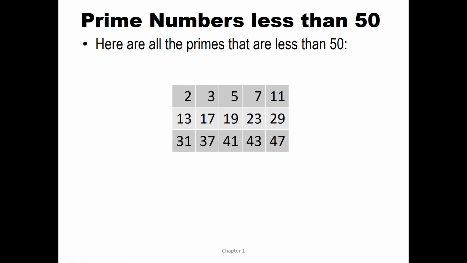3, 5, 7, 11. These have no other factors that can be multiplied to produce them. 13, 17, 19, 23, 29, 31, 37, 41, and 43.